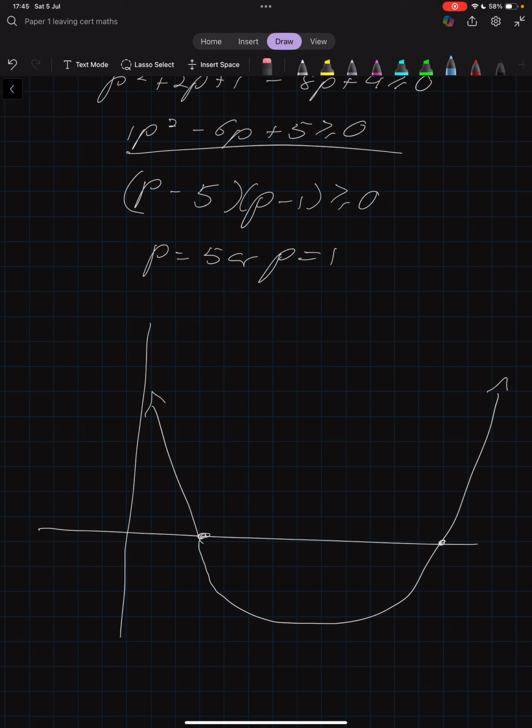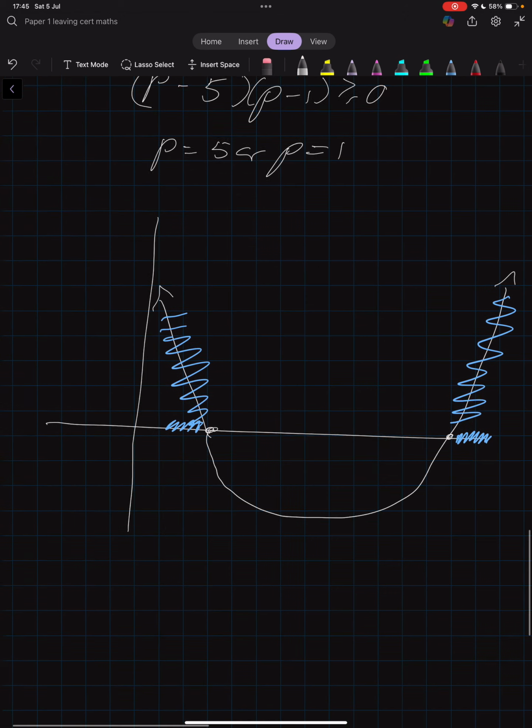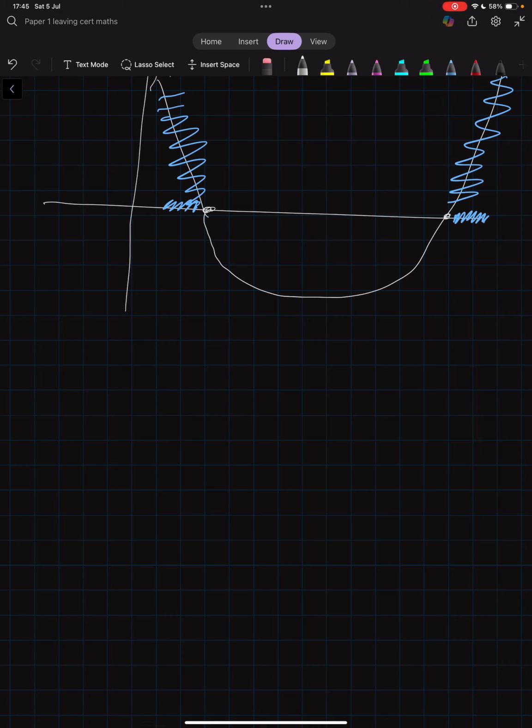So again, what is it I want? I want this thing to be greater than or equal to 0. So I want these values and these values, and they correspond to this and this. Okay. So we have that p needs to be, again, this is 1 and this is 5, so p needs to be less than or equal to 1, or p needs to be greater than or equal to 5 for 2 real roots.